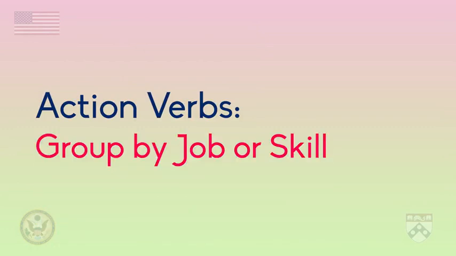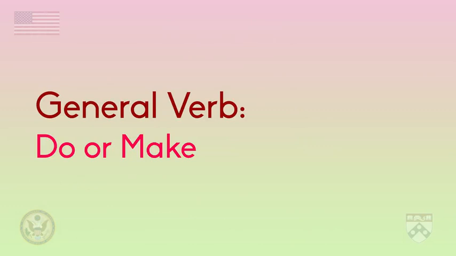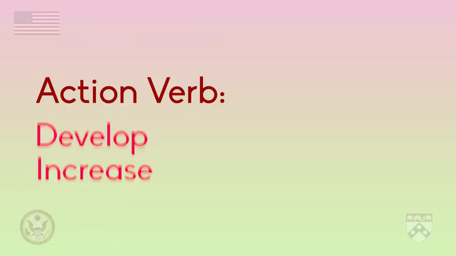Action verbs are usually grouped together by job or skill type. Since many jobs require you to have multiple skills, you will probably be choosing action verbs from different skill types. There are lots of action verbs to choose from. But for our purposes today, we are going to look at a shorter list. As I mentioned earlier, if we choose the verb do or make, it is too general. But we could use a more specific verb like developed or increased.